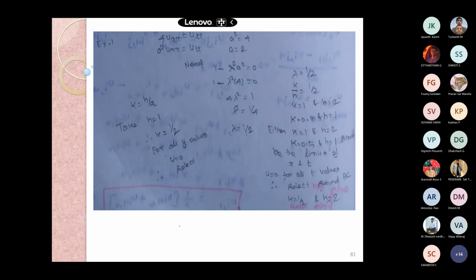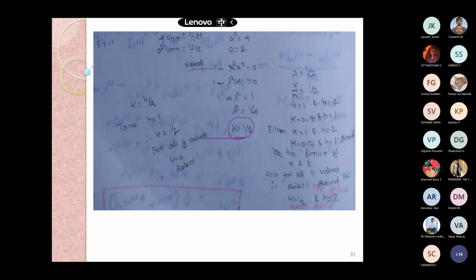So see here, a square is taken as 4, therefore a is equal to 2. 1 minus lambda square a square has to be taken as 0, right? This is the necessity. In 1 minus lambda square a square, I have applied 4 instead of a square. Therefore 4 lambda square is equal to 1. The lambda square becomes 1 by 4. Therefore the lambda value is 1 by 2. This is the essential relation.